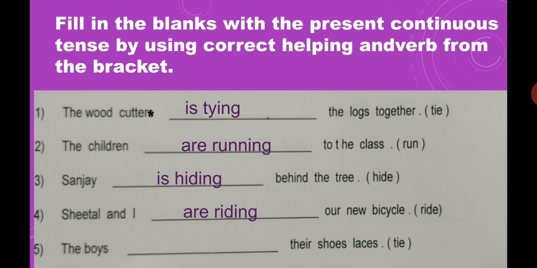Last sentence is the boys dash their shoe laces. And here also the bracket word is tie. But boys, how many boys are here? Yes, many boys. So, what will be the answer? Yes, are tying, because it is the plural form of the noun. With the plural form of the noun, we use are. So, are tying. Understand how to form the verb with ing with the helping verbs?